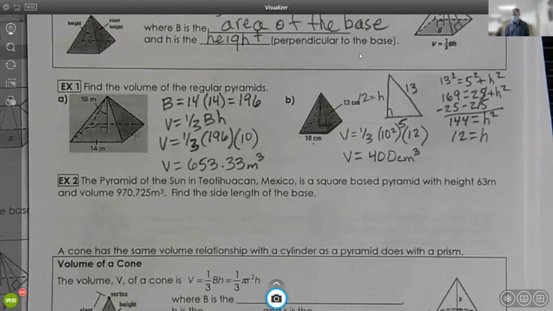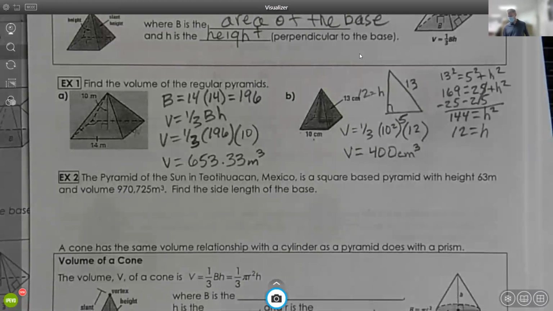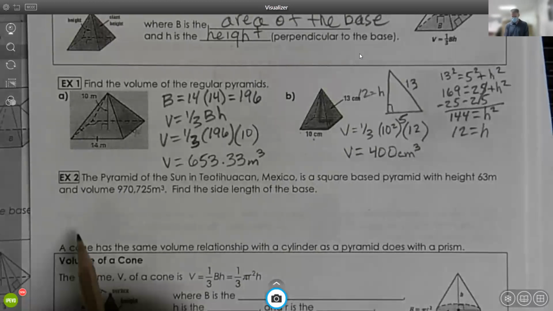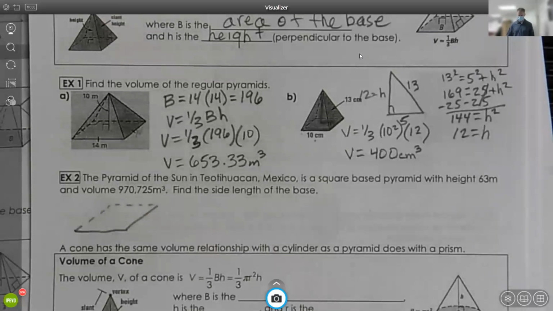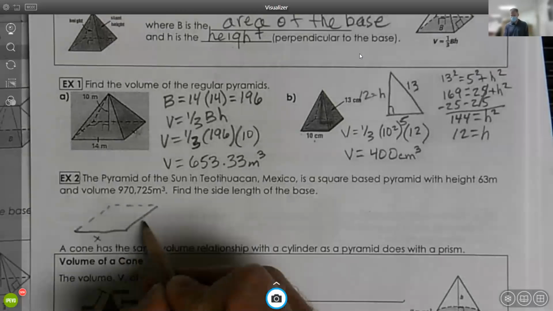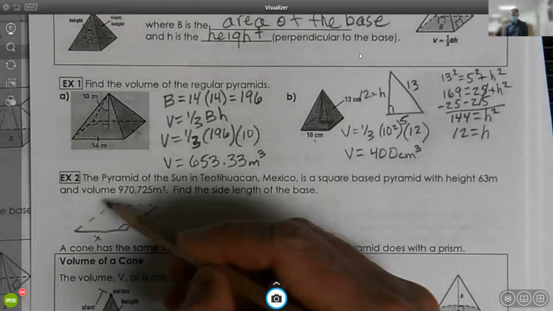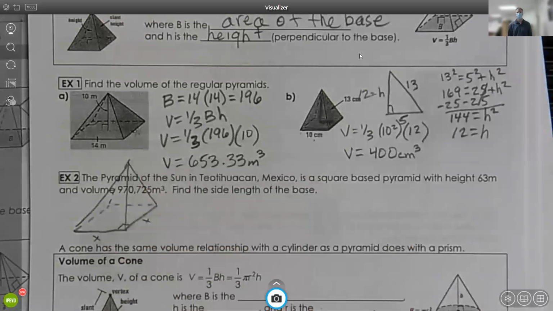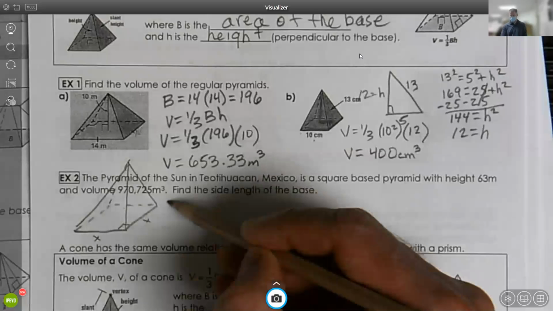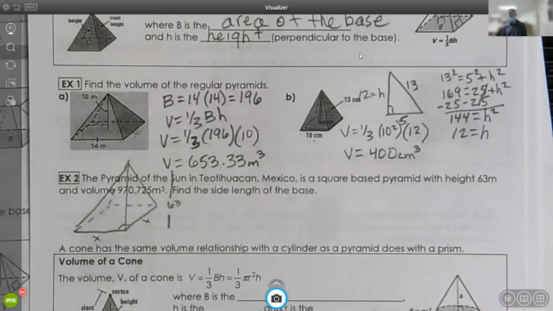All right, there is a pyramid in Mexico. It is a square-based pyramid with a height of 63 meters. The volume is 970,725. What is the length of the base? Correct, we're going to work backwards. So we have our square base, and those are the two dimensions that we don't know. And then this is going to come up to a point to be our pyramid. We know that this height is 63 to the top and bottom of our pyramid.